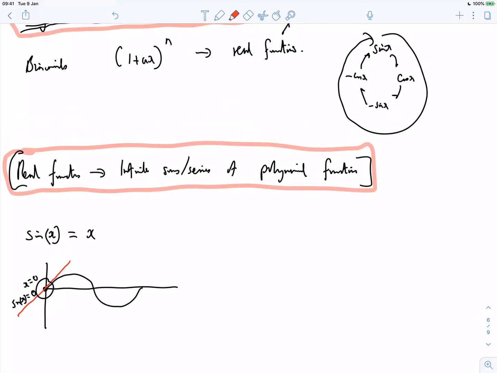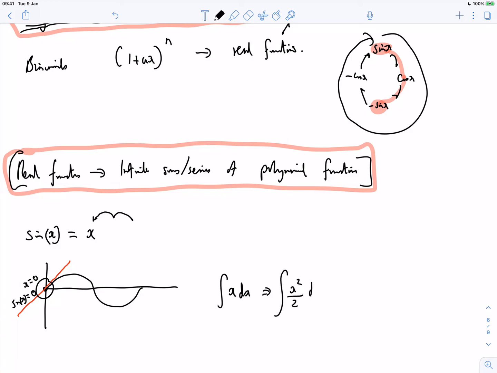Well, I know that if I differentiate sine x twice, I get minus itself. So can you think of a function that if I differentiate it twice gives me x? Well, that's easy. All I need to do is just integrate x twice. So x integrated becomes x squared over 2.